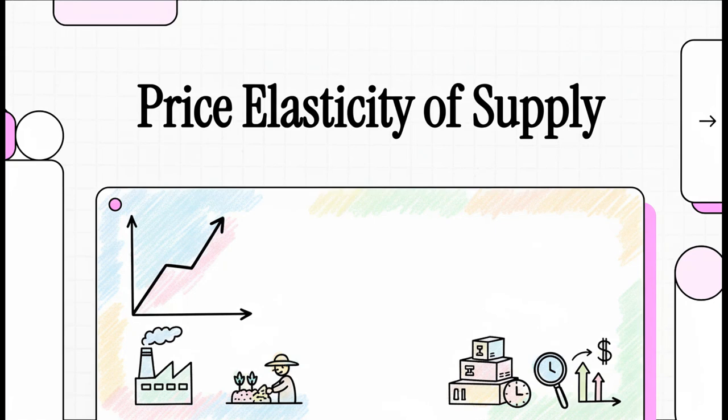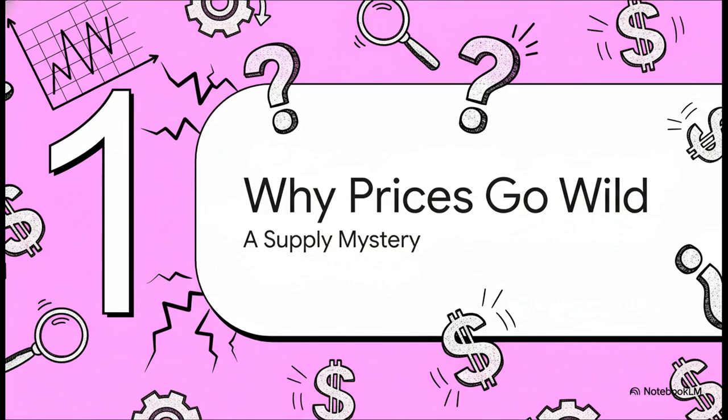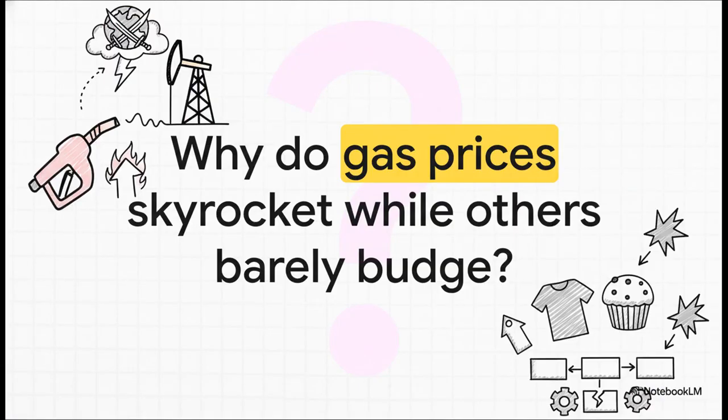Today we're going to unpack a concept that quietly shapes our entire economic world: price elasticity of supply. Let's dive right in. Let's kick things off with a mystery, one you've probably felt in your own wallet. Some crisis happens halfway around the world, and all of a sudden the price you pay at the gas pump just shoots through the roof. But the price of, I don't know, muffins or t-shirts might not move at all. So what's actually going on there?